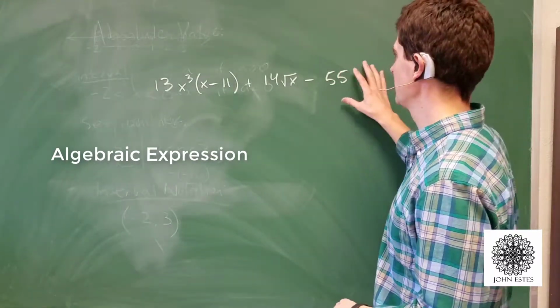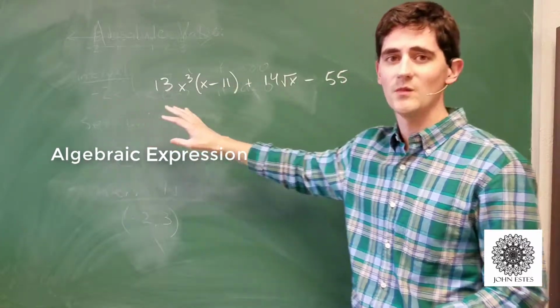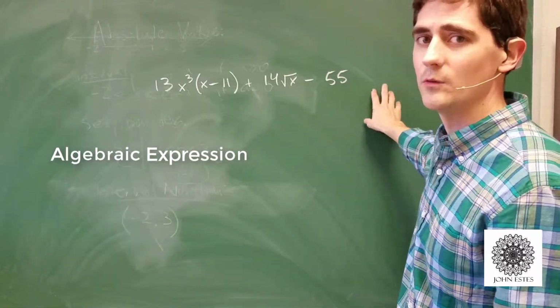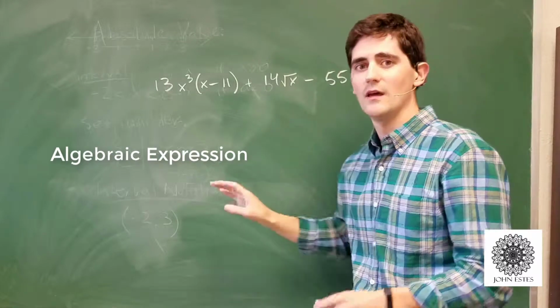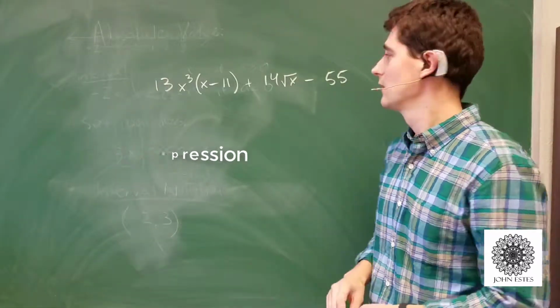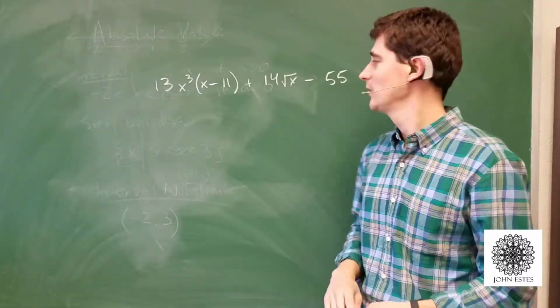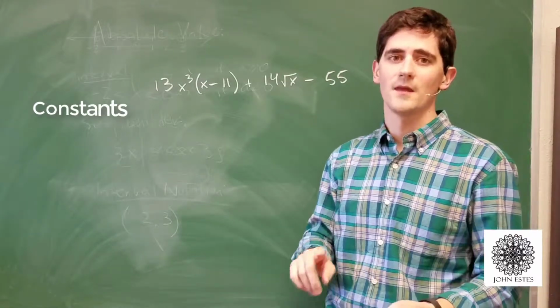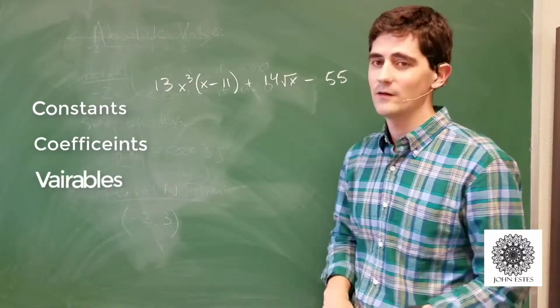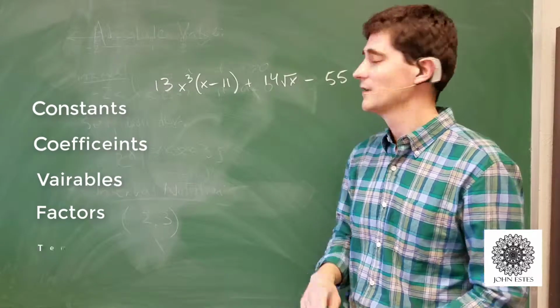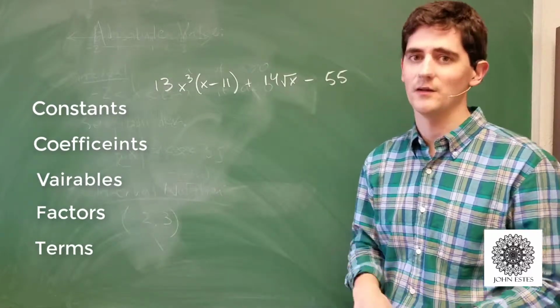Okay, and the expression is basically just some sort of algebraic statement. Notice there's no equals here, so you can't say equation. It's just an expression. Okay, now made up in the expression we have things like constants, coefficients, variables, factors, and terms. And I'm going to try to highlight what those are.